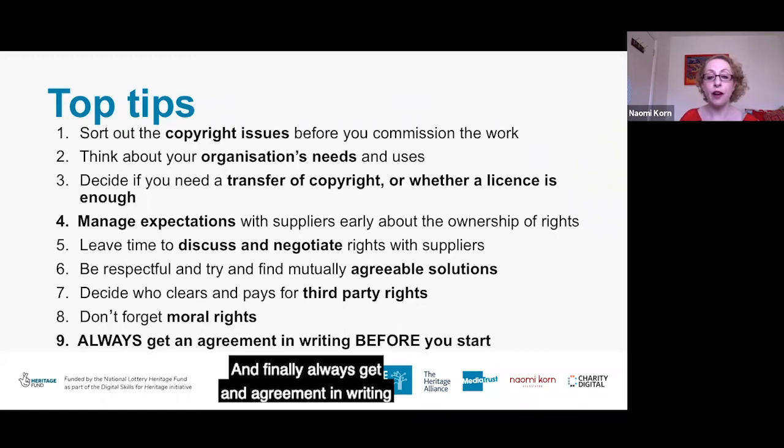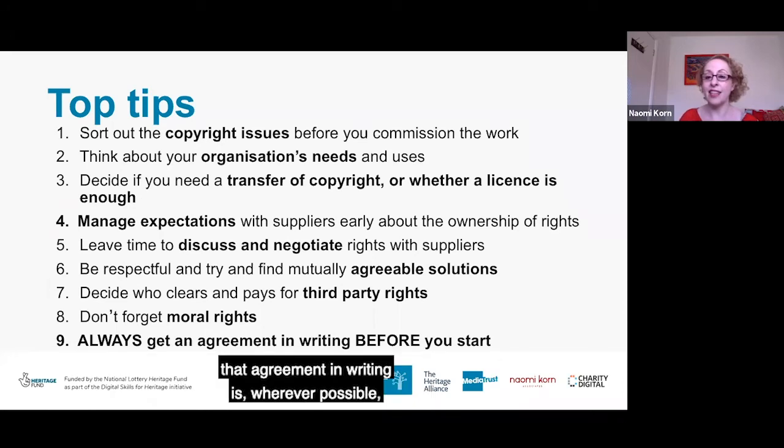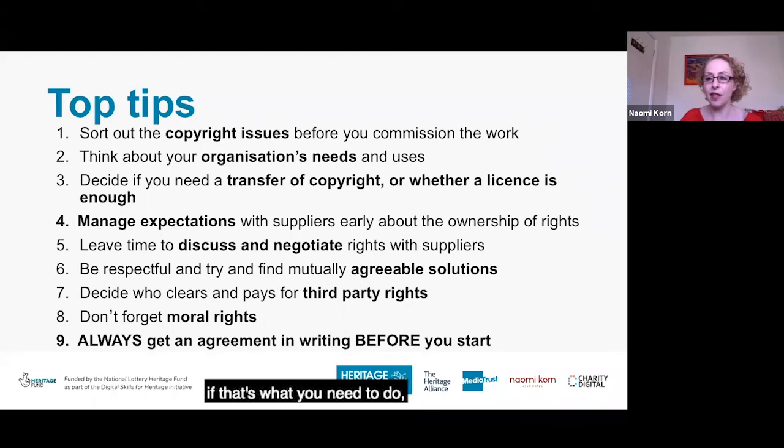But there may be other types of uses where moral rights are dealt with on a consent basis. And finally, always get an agreement in writing before you start, and make sure that that agreement in writing is, wherever possible, encompassed within your records management policies, and give a copy to your archivist if that's what you need to do, but make sure that you have a record in perpetuity of that agreement.